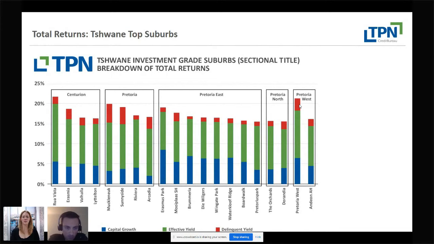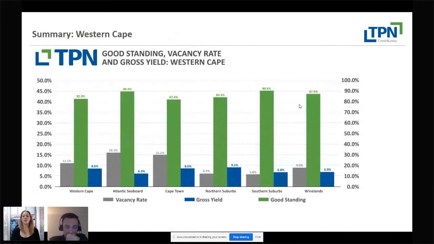Erasmus Park is a nice one that stands out from a Pretoria East perspective as well. Interesting. Let's go look at the Western Cape.